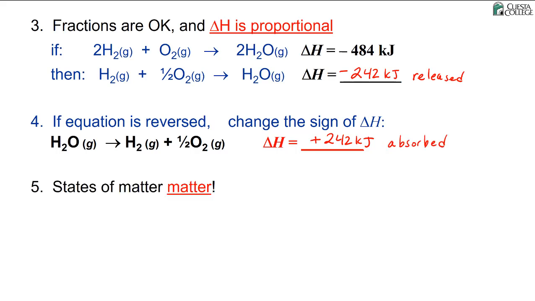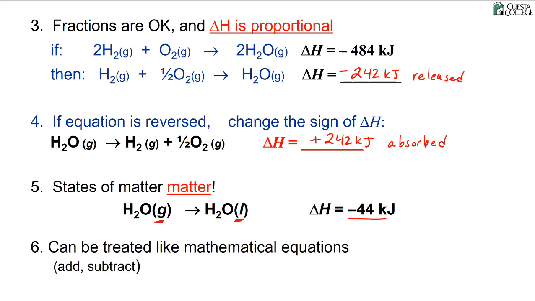In thermochemical equations, the states of matter matter. H2O gas going to H2O liquid has a delta H of negative 44 kilojoules. If we don't have the proper state of matter in the chemical equation, the overall delta H for the reaction will be different from what it is for the other state of matter.